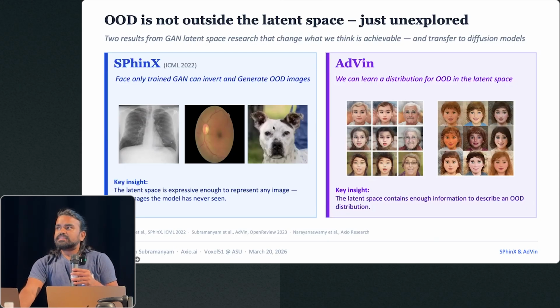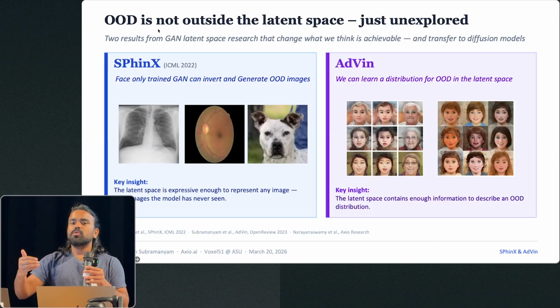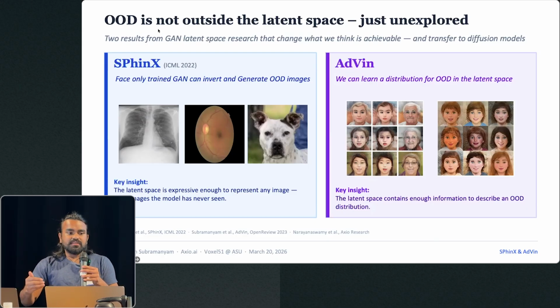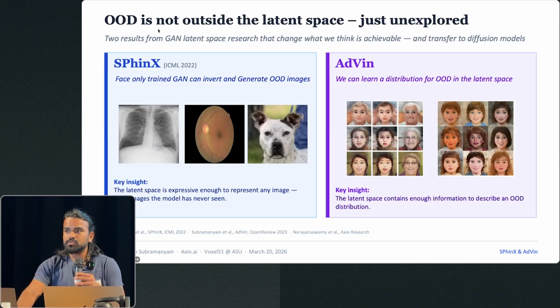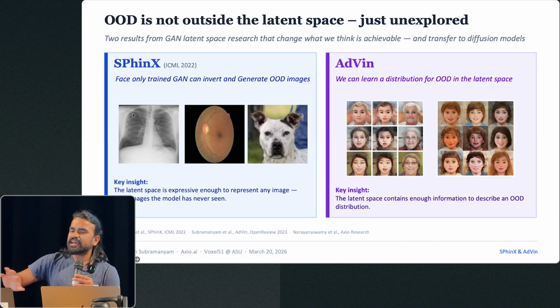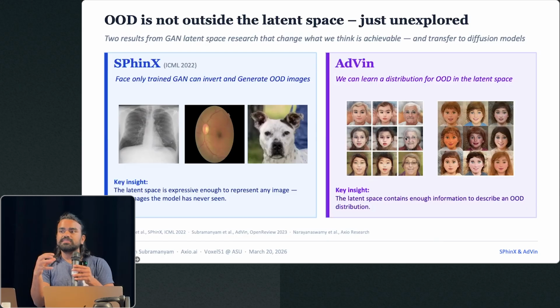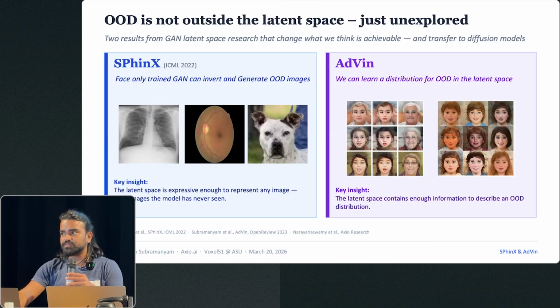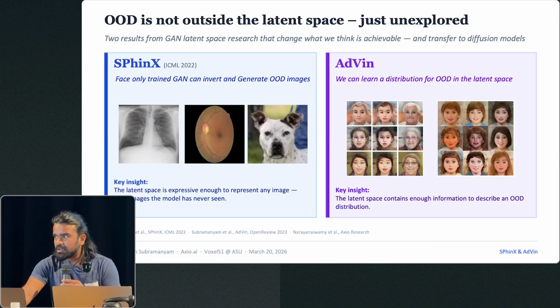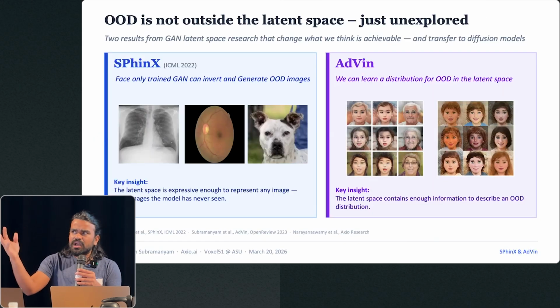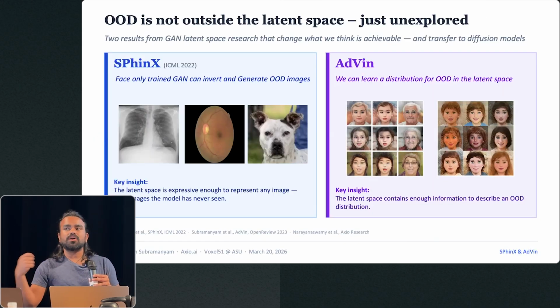So OOD is no longer just outside the latent space. We want to redefine it as the points that are yet unexplored within that latent space. Then we pushed further, asking, instead of isolated points, can we learn a distribution of OOD images within that latent space? And the answer was yes. Not only can we invert isolated images, we can find a distribution of out-of-distribution images within the latent space.